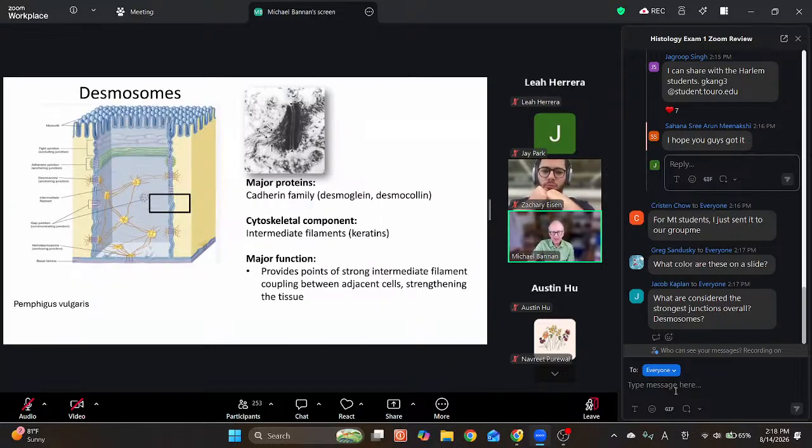Desmosome, we've already hit on a lot of these things, but you'll notice that the major protein is desmoglein, which is one of the cadherin family. Desmoglein is a member of the cadherin family, but it is not E-cadherin. E-cadherin is associated with the adherens junction. Desmoglein and other cadherin proteins are associated with the desmosome.